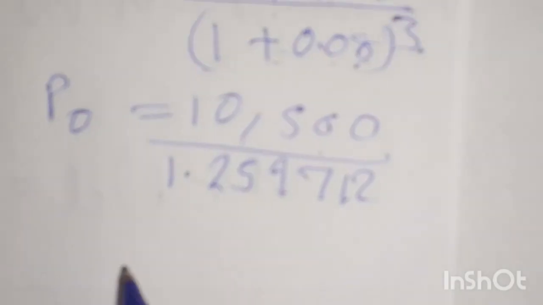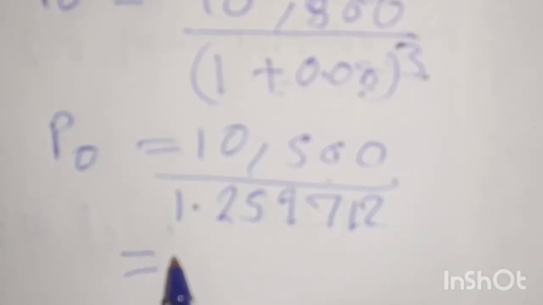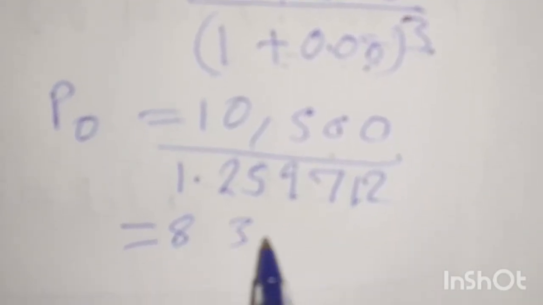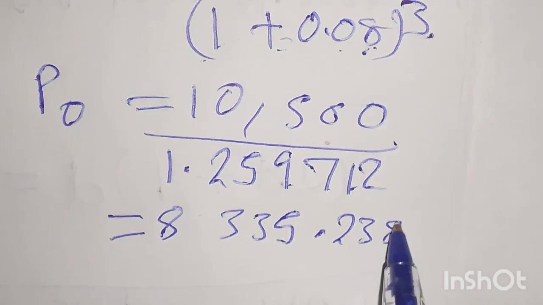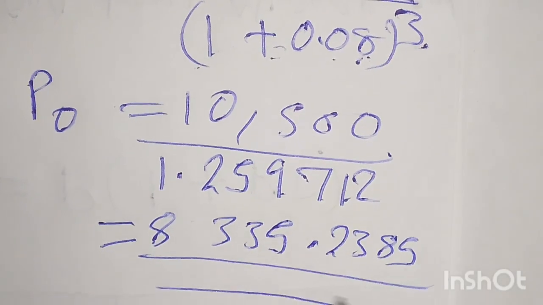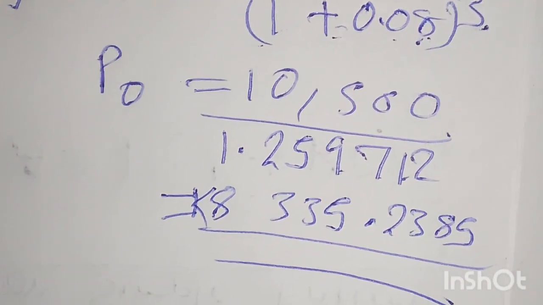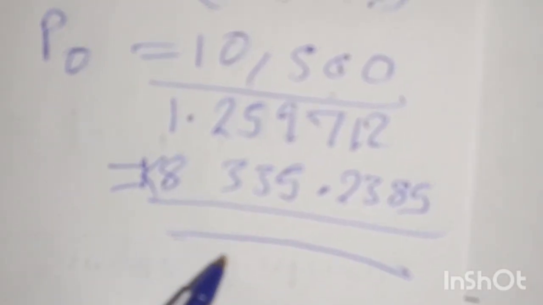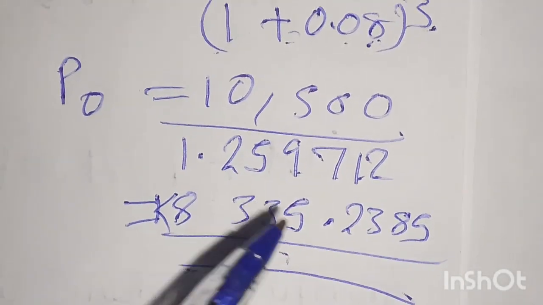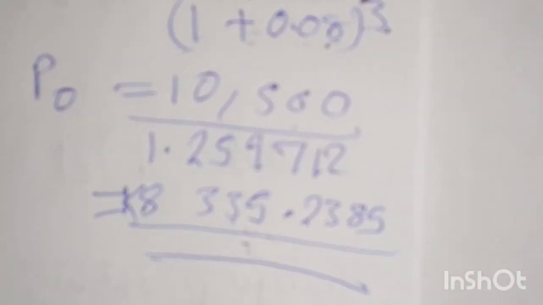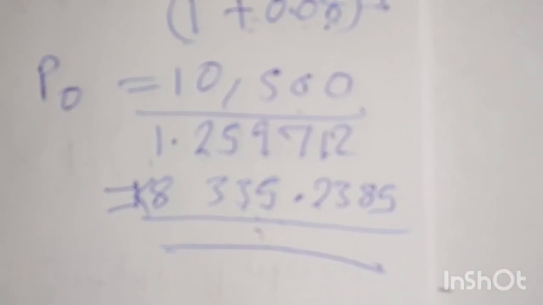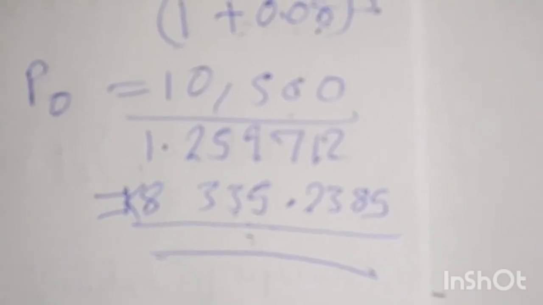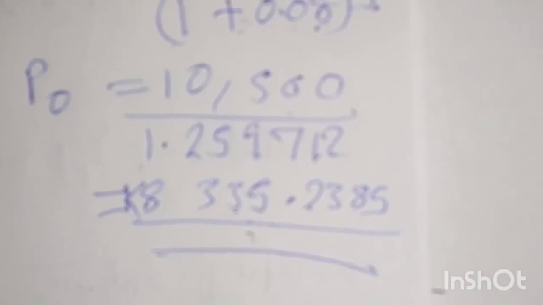So 10,500 divided by this value. Let me just calculate it in the calculator. This is giving something like 8,335.2385. So this is the present value. When you compound this present value, it's going to give you a future value of 10,500 in 3 years at the rate of 8%. As simple as this. So this is all about simple interest and compound interest, but there is more to this.